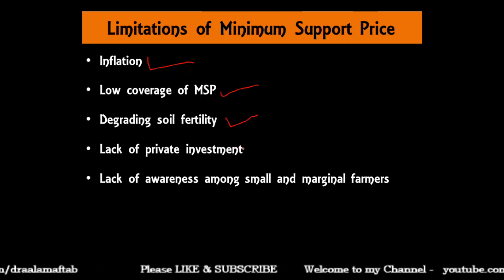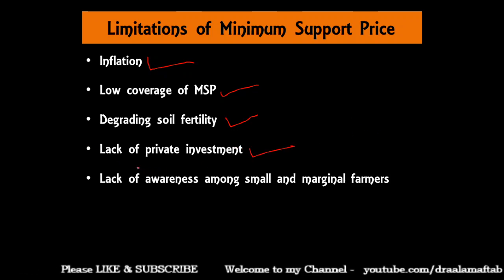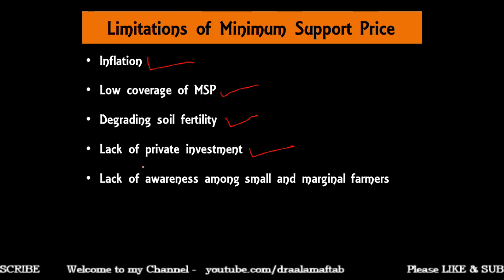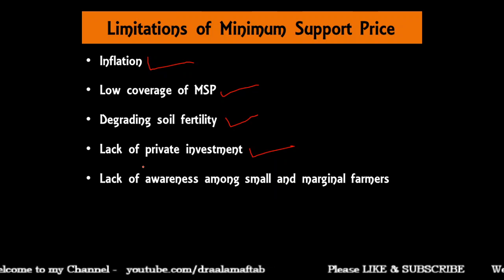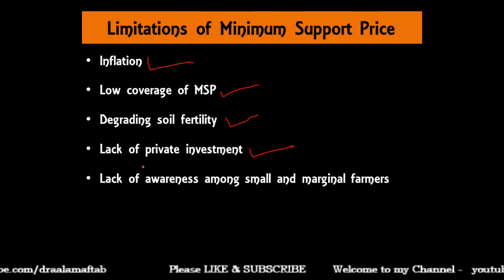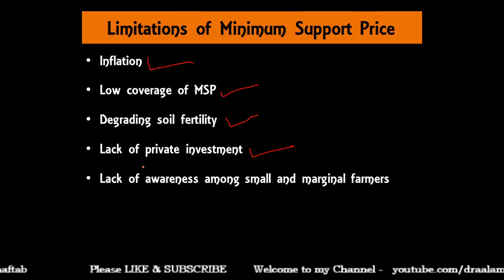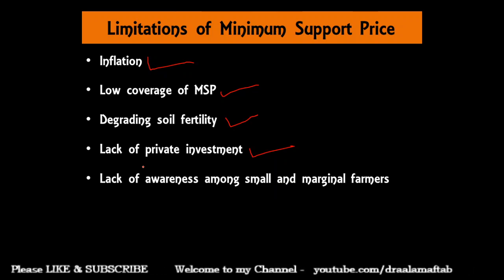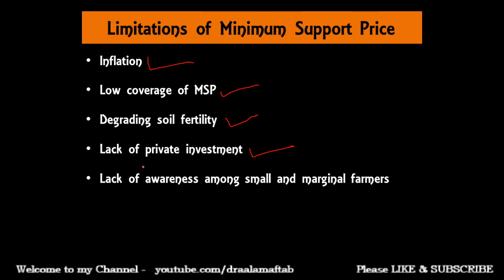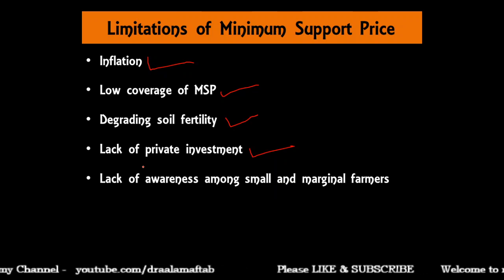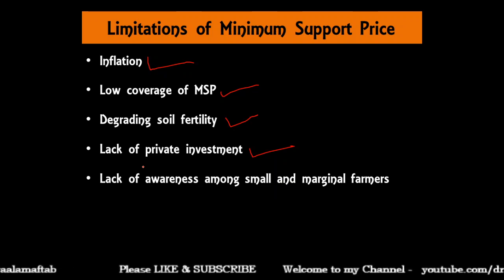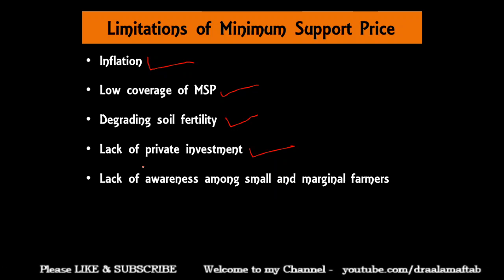The next limitation is lack of private investment. Due to the sure return under MSP, farmers rely more on political pressure to remove their problems, instead of adopting market mechanisms, and all these things keep private investment away from the agriculture sector. So this is the limitation.